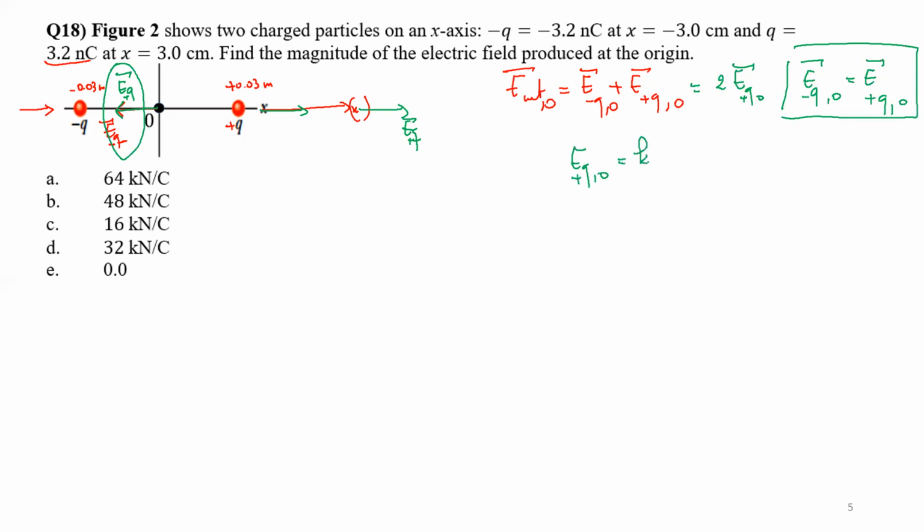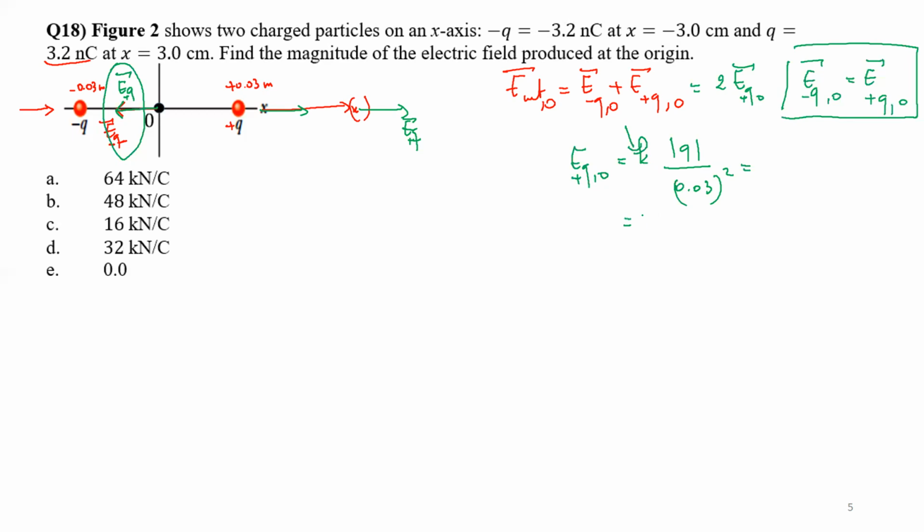Let me get the electric field created by minus q or plus q at O. The magnitude will be k, absolute value of q, divided by the distance squared. And the distance will be just 0.03 squared. You put it in meters because this k here is in SI units. Okay? Is it clear? Good. The distance here should be in meters.